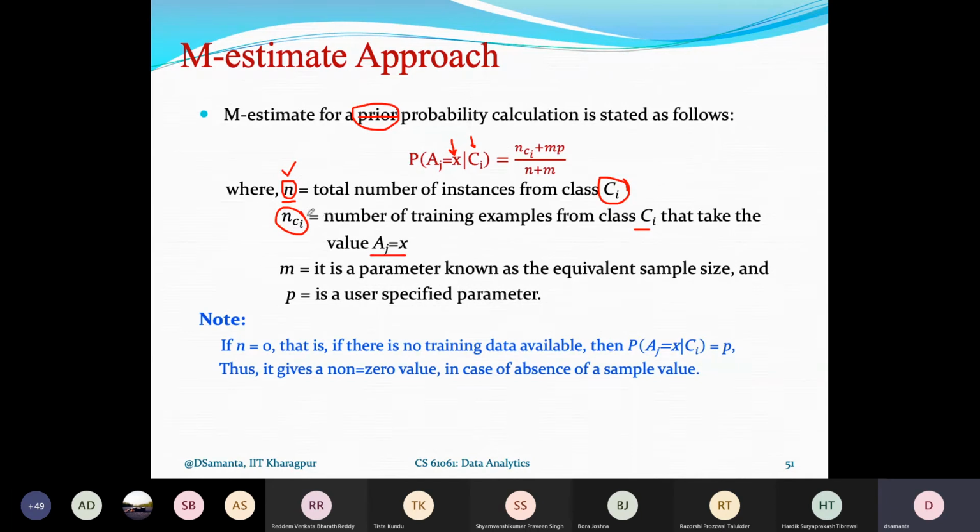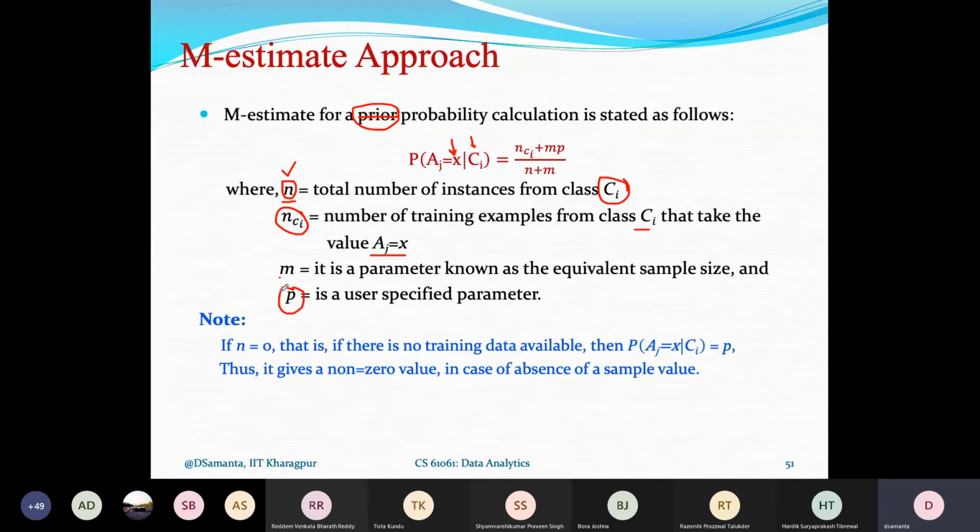Anyway, so this is NCI, it can be very low, including 0. And then M is the size of the sample. 100 may be the size of the sample, for example. And P is a user specified parameter, right? It can be 0.5 on the safer side. If you are very restrictive, then you can take it very close to 0, say 0.001 or 0.01. And if it is very liberal, you can take a very high value, depending on the case.